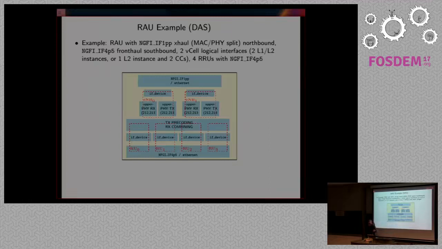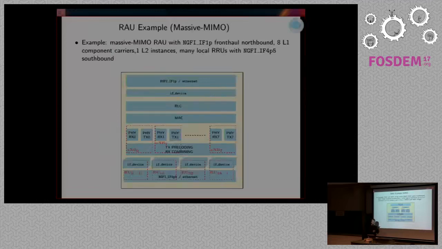Right. That would be, for instance, something that you could do if you were in a small rural village. You would put four radio units to cover the village. You would have one central location which was doing all the signal processing and then sending the protocol information back to the central office. This would be one example.